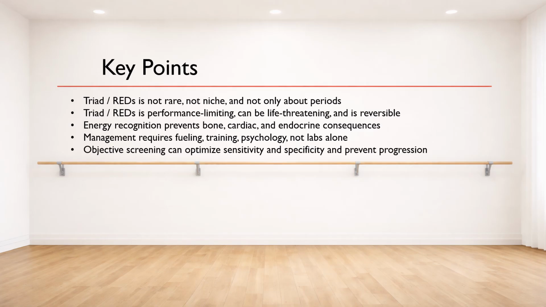So some of the major takeaways: whether you call this Triad or REDS is going to depend on future research and the future consensus statements. But whatever you call it, it's common. It's not just about menstruation. It can limit performance. It can be life-threatening, but it's preventable and reversible.